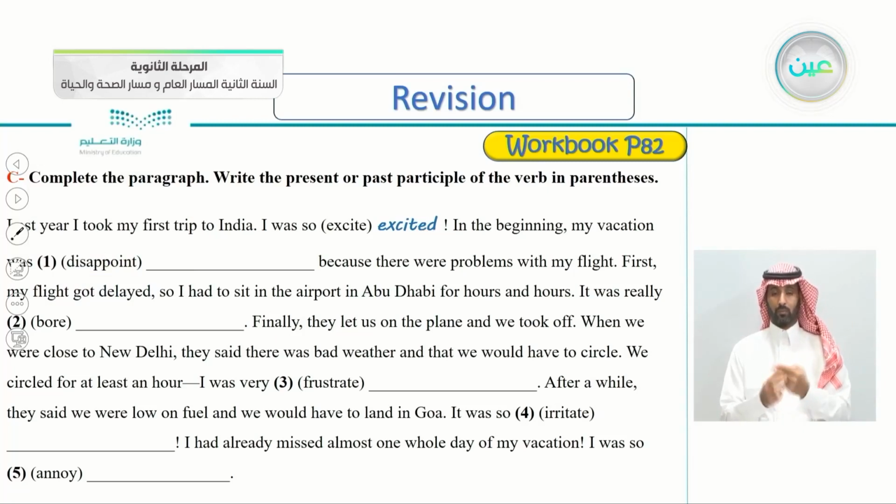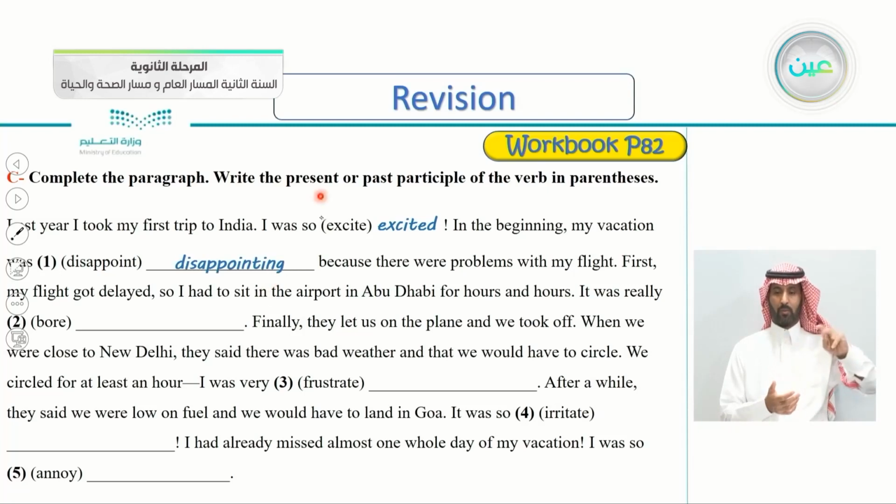In the beginning, my vacation was disappointing because there were problems. So my vacation was disappointing. Is he describing how someone feels, or is he describing the source of the feeling? So, was disappointing. Very good. In the beginning, my vacation was disappointing, ing.